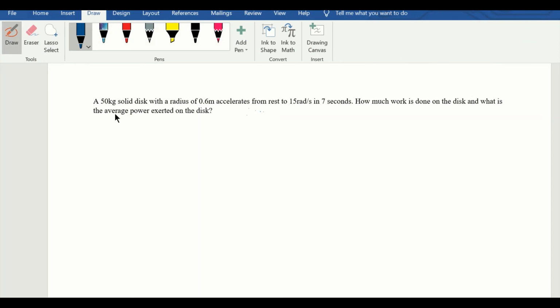In this question, we are given the mass of the disk. Remember, it's a solid disk. It's 50 kilogram. We are given the radius, R, is 0.6 meters. Look at this. It accelerates from rest to 15 rads per second. That is my angular speed. And that should be my final angular speed. So I can write it as omega subscript F equal to 15 rads per second.